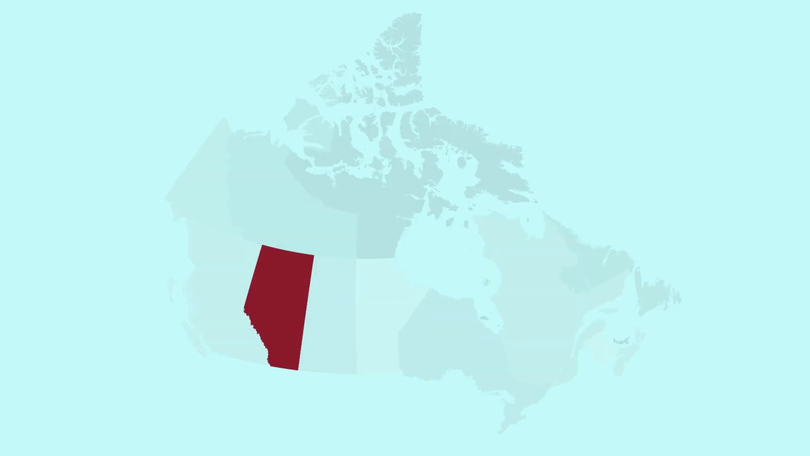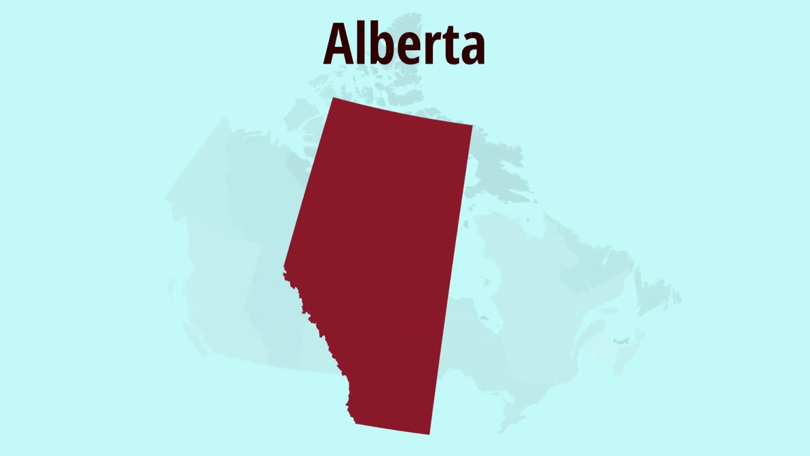The next province over is Alberta. Practice saying it. Alberta. Notice it's not pronounced the way it's spelled. It sounds like Alberta. Alberta. And the capital city of Alberta is Edmonton.